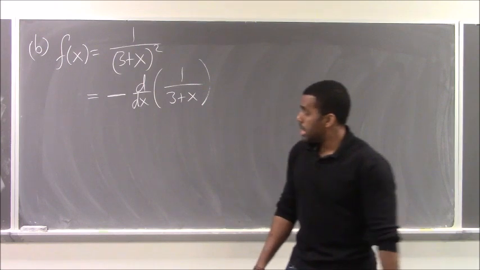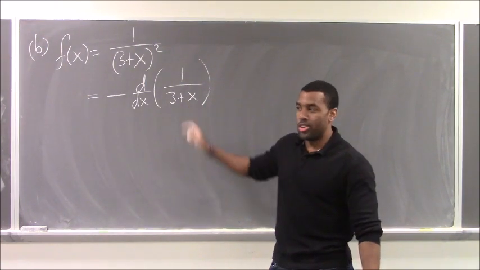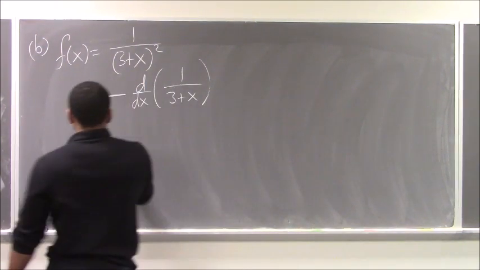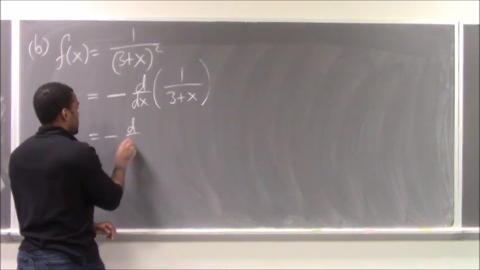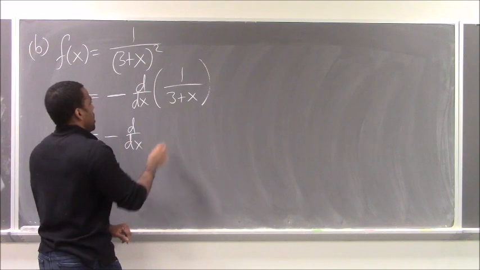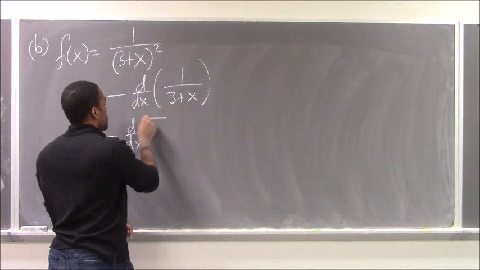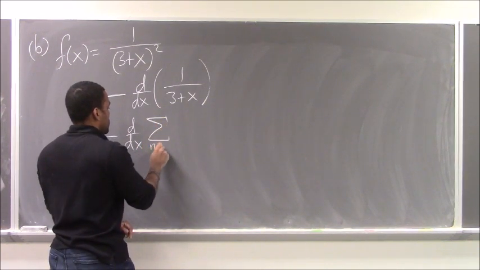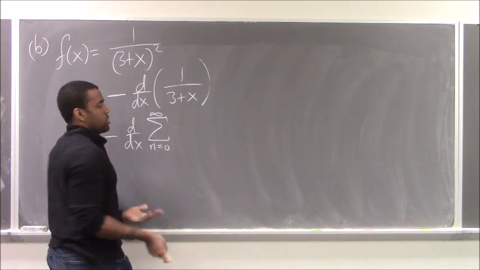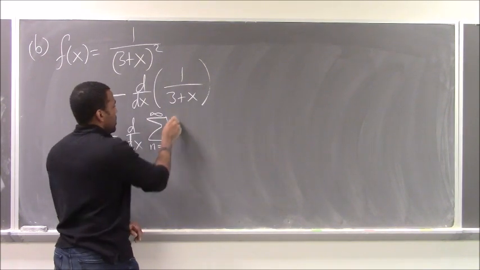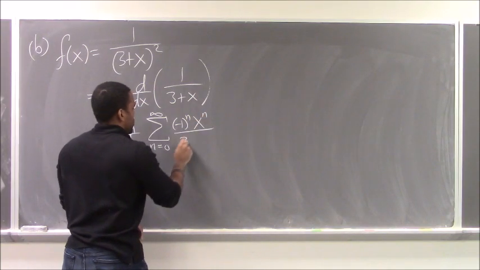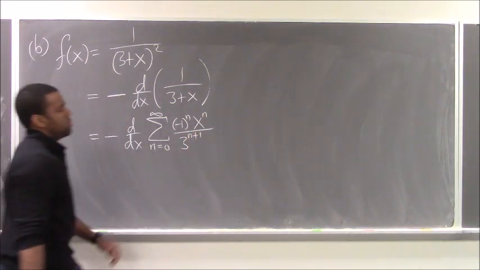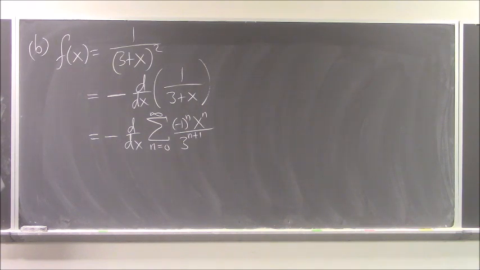So now it turns out we actually know how to write this as a series. Do I remember how to write that as a series? Should have erased it. This is going to be the series. This is not something you would know by heart, it's just a random example. Minus 1 to the n, x to the n over 3 to the n plus 1 was what we saw last time.